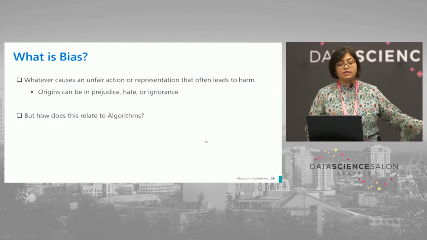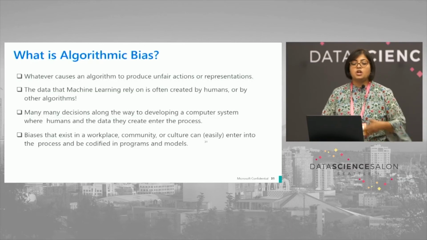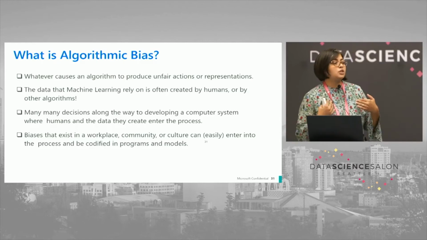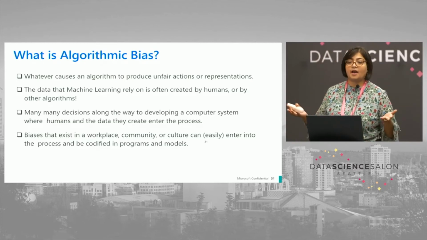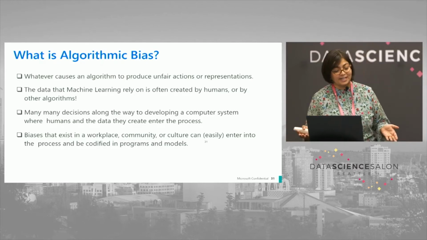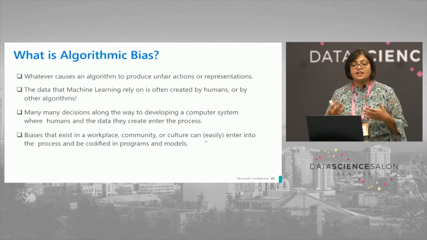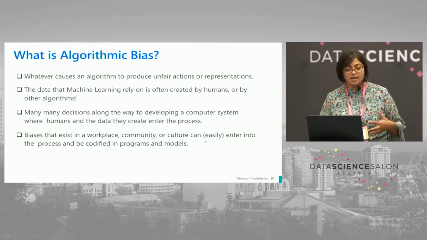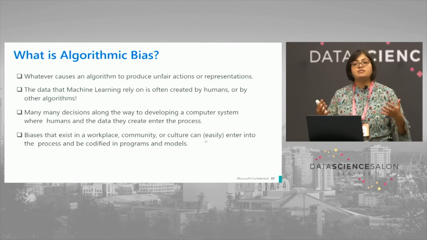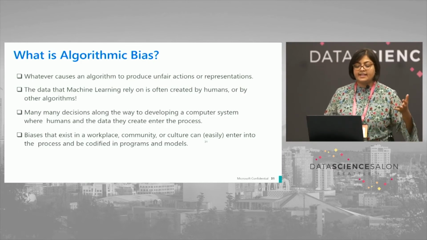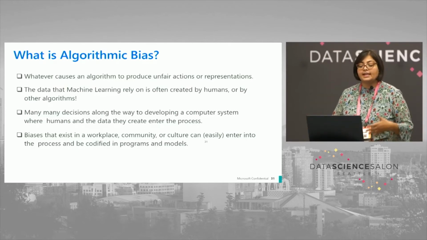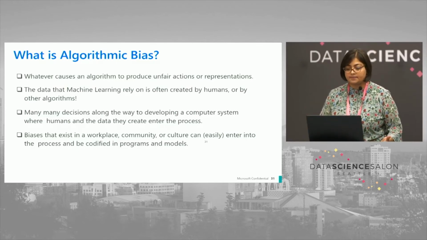So how does this relate to algorithms? Whatever causes an algorithm to produce unfair actions or representations, we as human beings, each and every one of us, are biased unwillingly, right? So many decisions along the way to develop a computer system come from humans and the data they create to enter the process. So biases that exist in the workplace, the community, or the culture can easily enter into the process and can be codified in programs and models.